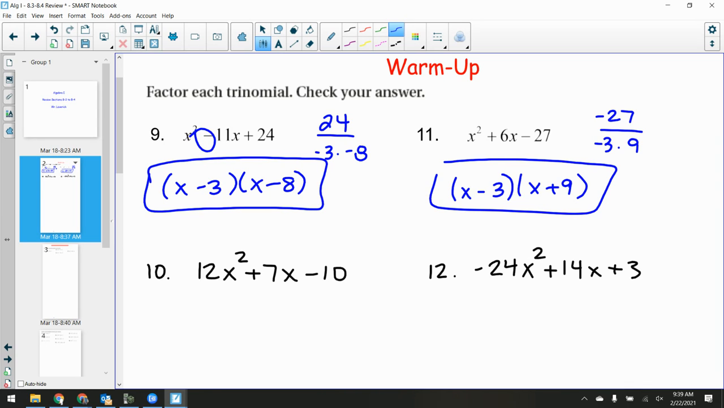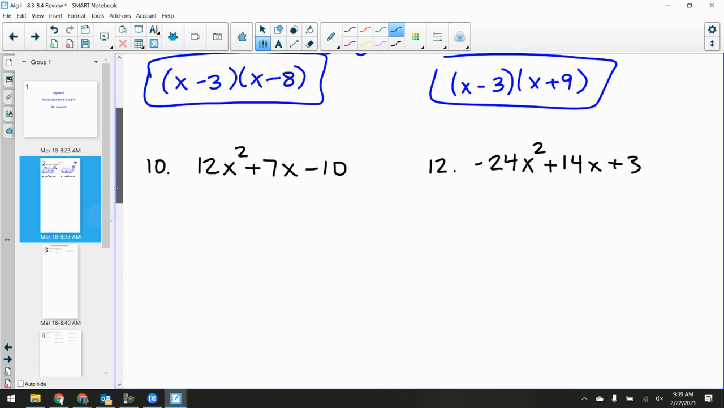All right, now let's do the hard type problems. Remember, here's the process for that. We take first times last. Find the factors of what number? Of what number? Negative 120. Negative 120.